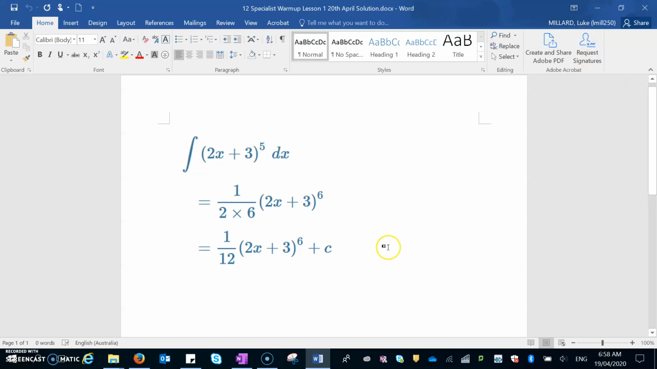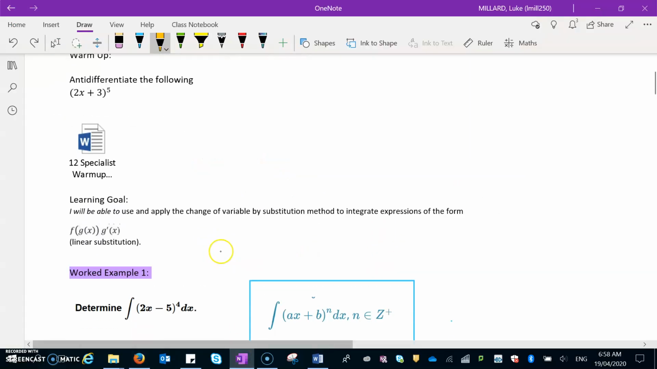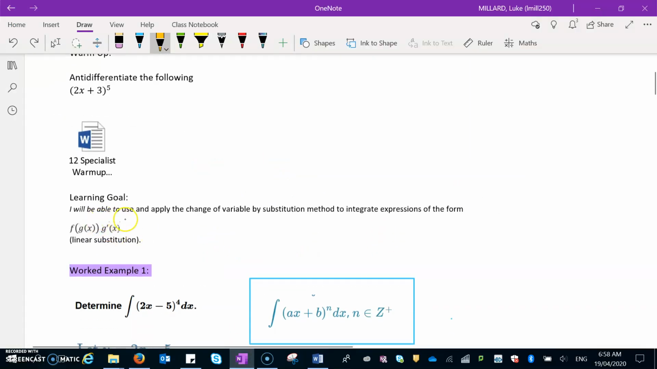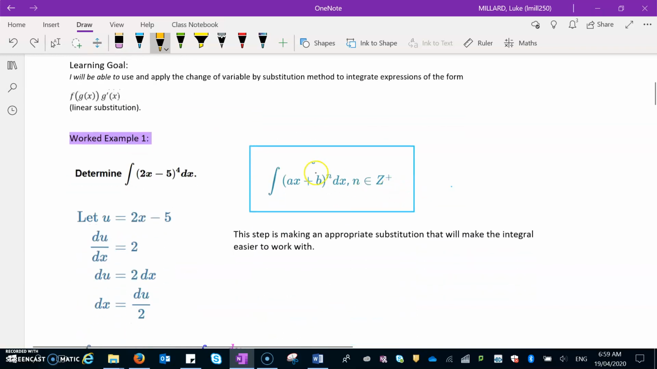The purpose and intention of today's lesson and our learning goal will be to use and apply the change of variable by substitution method to integrate expressions. So I'll start off with the very first worked example today. I'm going to go through 4 worked examples, and hopefully I don't talk all day.